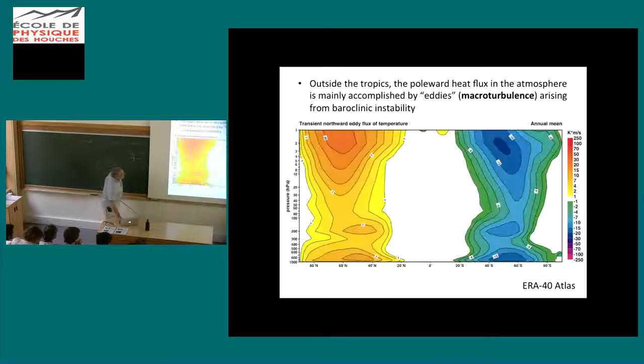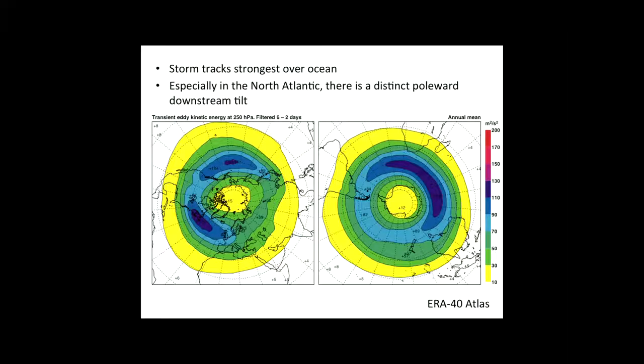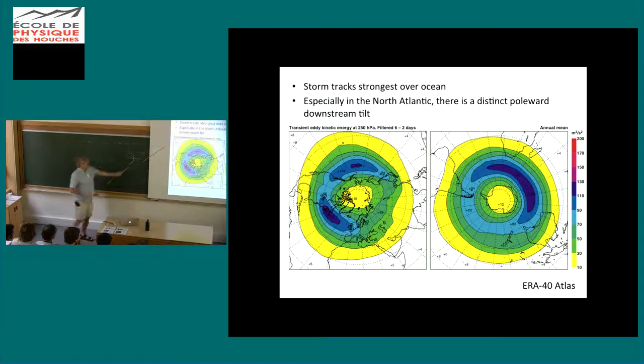I wanted to connect this back to, where do I show that? Okay, so this is now the transient eddy kinetic energy, that be a half (u prime squared plus v prime squared). This is the eddy kinetic energy, EKE. And you see that it's also in the same places. If I just go back and forth here, this is also the annual mean. It's actually a bit downstream.